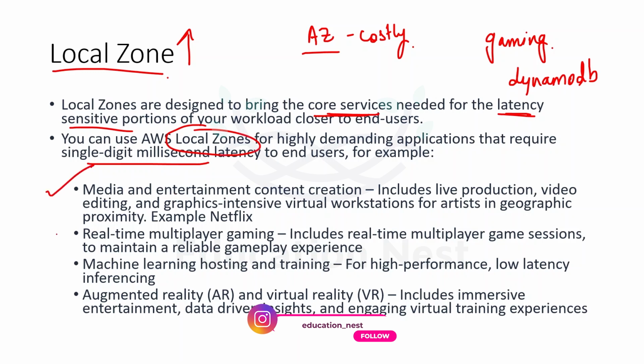Media and entertainment, real-time gaming, machine learning, AR, VR are some of the use cases where you can use local zones. If we want to do video rendering, it is a graphic intensive process, so we do not want our compute to be somewhere very far away, because it itself is a resource intensive, heavy process. And in that also, if we face network latency, that would make things slower. Because we do not want that, we can deploy our resources on local zone.